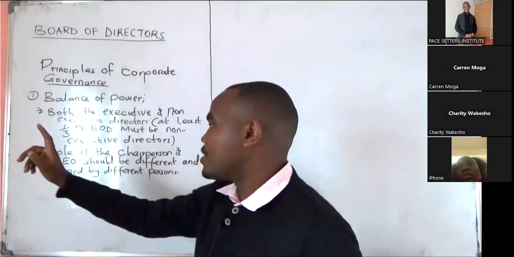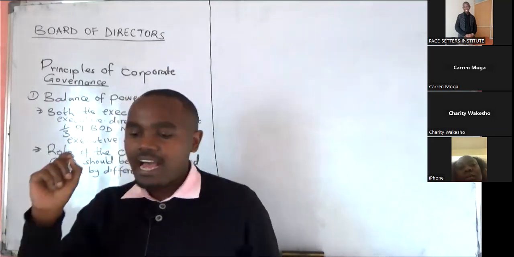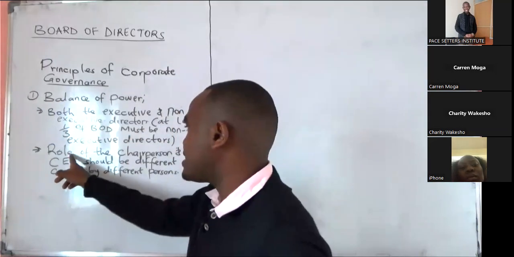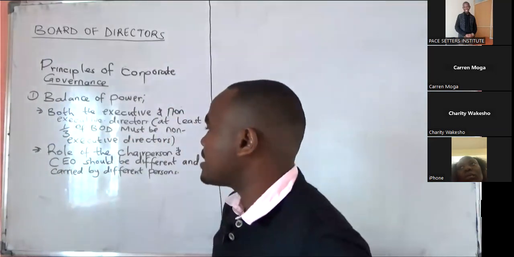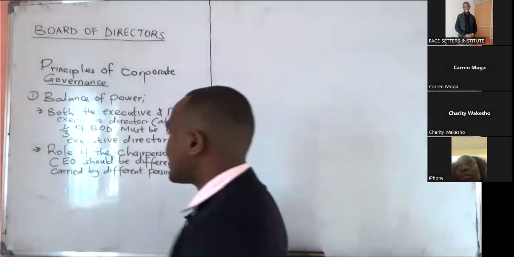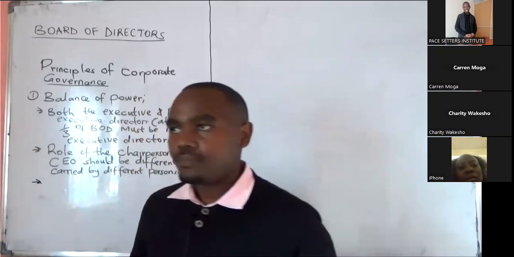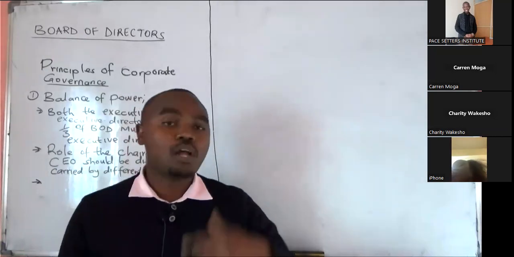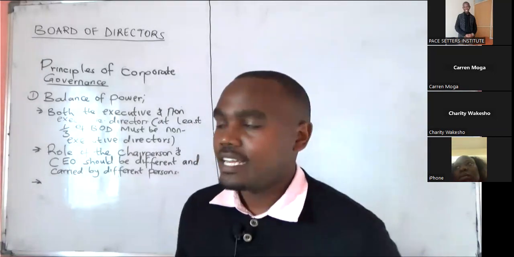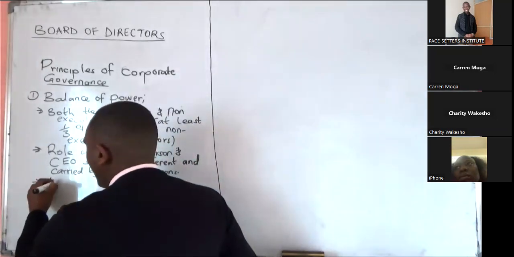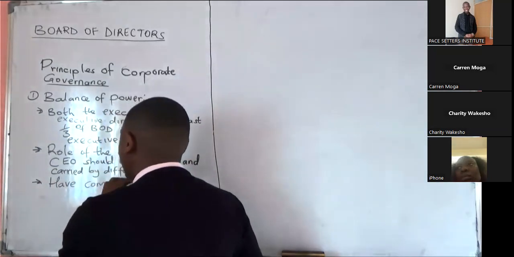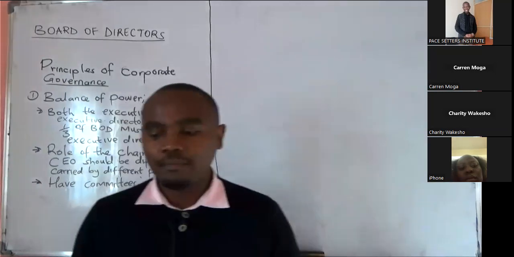Why? It is because the roles of the chairperson and the CEO are being carried out by the same person. So that is what we are saying, that the roles of the chairperson and the CEO should be held by different persons. Another thing on the balance of power that we will be discussing, or one of the best practices when you talk of the board of directors, is that the board should have committees. They should have committees. That is another important thing.